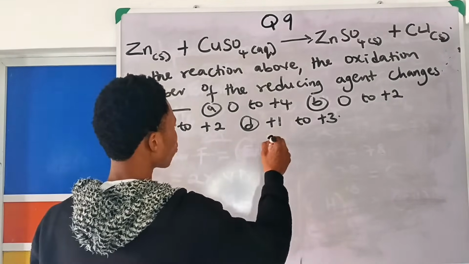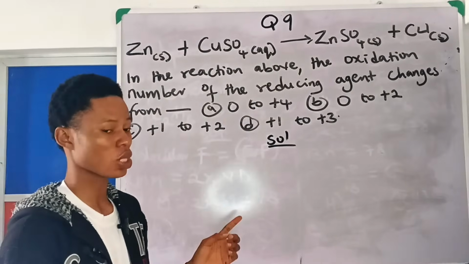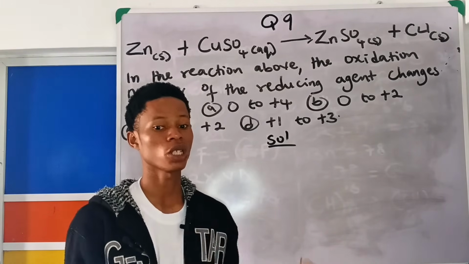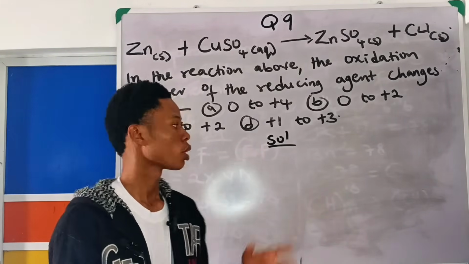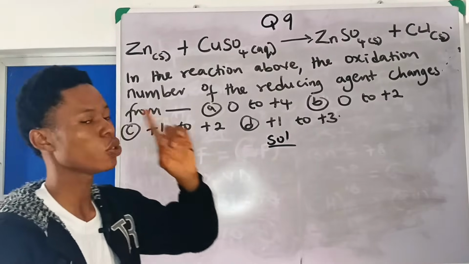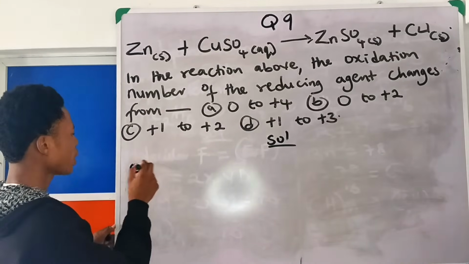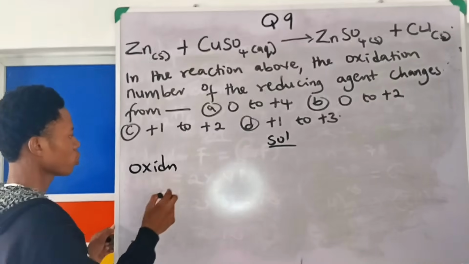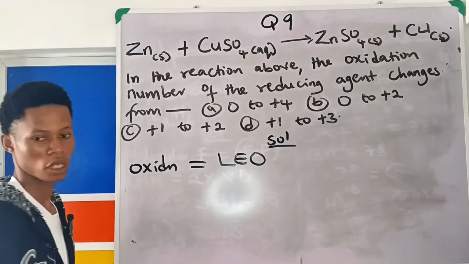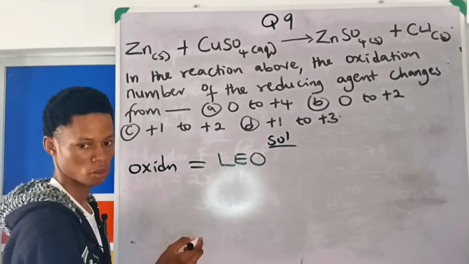Now, all you have to do in this question is to identify, here they're asking for the reducing agent. After I explain this, you will know whether they say reducing agent or oxidizing agent. So pay great attention here. All you have to do is identify the reducing agent and the oxidizing agent. Before I tell you that, anytime you hear oxidation, just take note of LEO. LEO: loss of electron is oxidation.